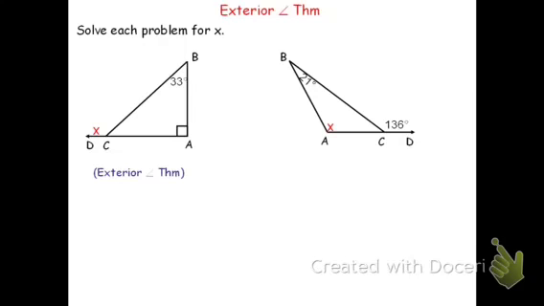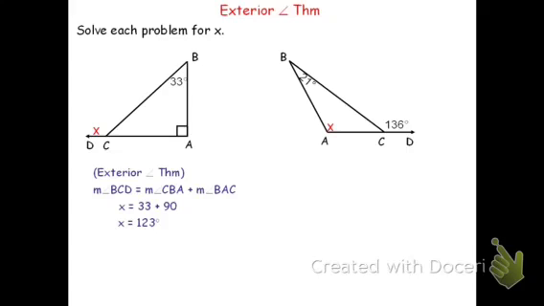Now to justify it, we'll say it's exterior angle theorem, and we'll identify the angles we're using. In this case, the measure of angle DCB equals the sum of angles CBA and BAC. Substituting, x equals the sum of 33 plus 90, which is 123 degrees. In the other example, we know the exterior angle. Instead, we're missing one of the remote interior angles.